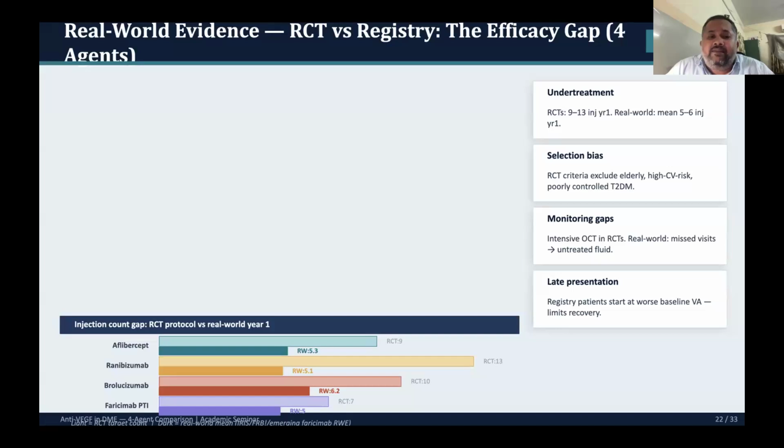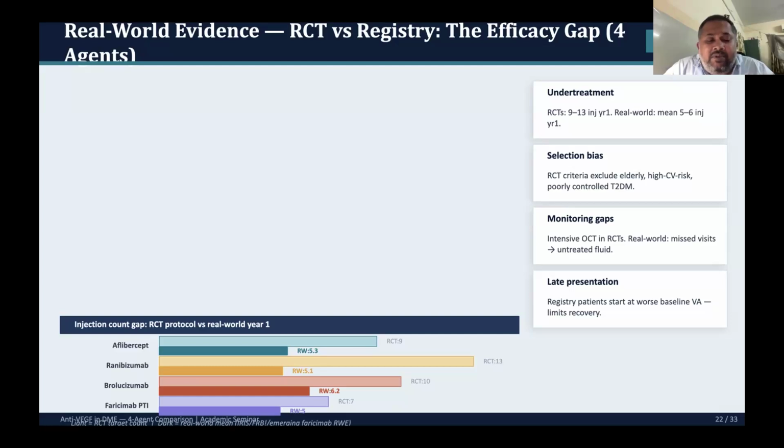So in real world evidence, again, the injection count gap. Now there's the randomized clinical trials that we do. We assume that there are certain numbers, we come to the conclusion that the injection burden for the first year might be a certain number, for the second year might be a certain number. But in real world scenarios, for example, for aflibercept in the clinical trials, based on the RCT protocol, we might achieve 9 injections in the first year. But in the real world, the average that we end up giving might be around 5.3 injections.